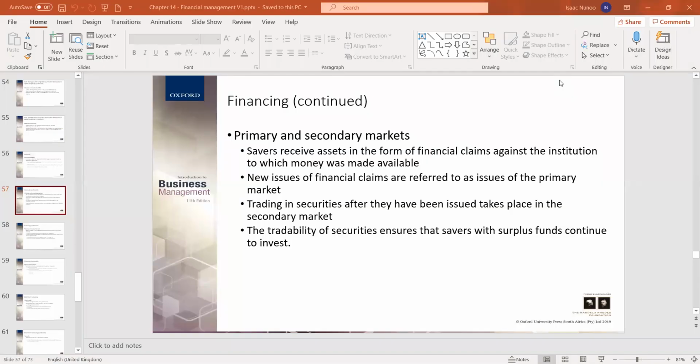In terms of financial markets, we can talk about the primary and the secondary. New financial claims, or new issues of financial claims, are what we term the primary financial market. And the trading of securities after they have been issued is what we call the secondary market. So when there is a new financial claim to the system, we say that it is a primary financial market. And when trading in securities after they have been issued is taking place, that is what we call the secondary market.